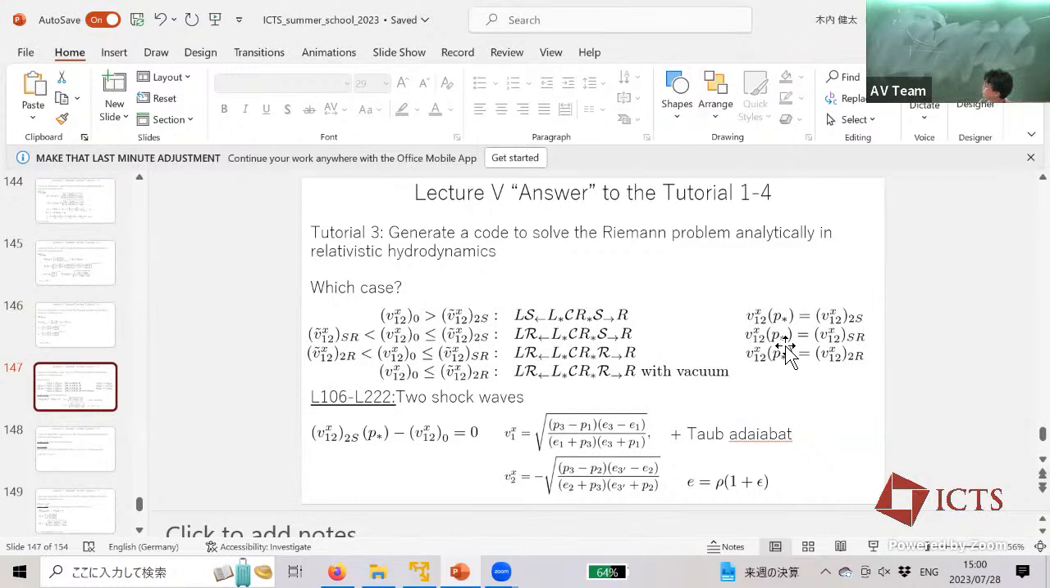Give me 1 second. Can you zoom into the ball? Yeah, maybe.